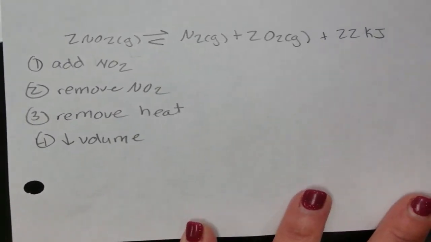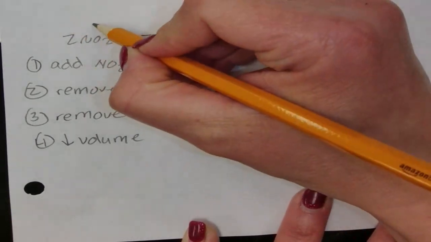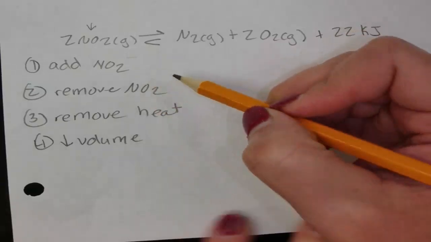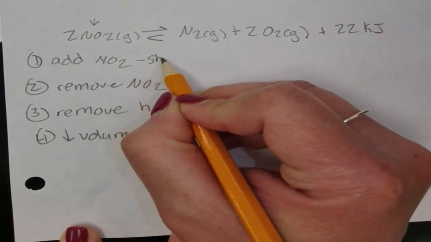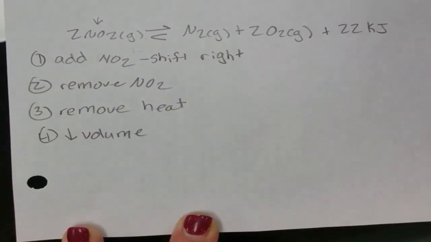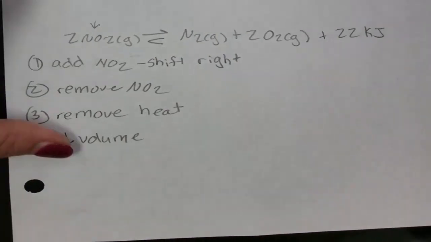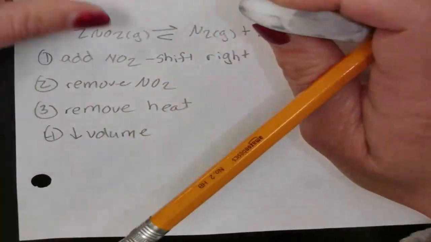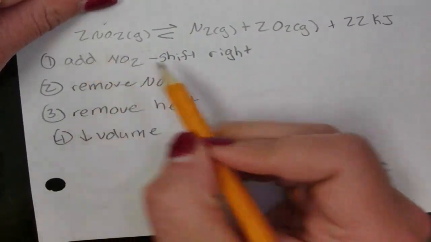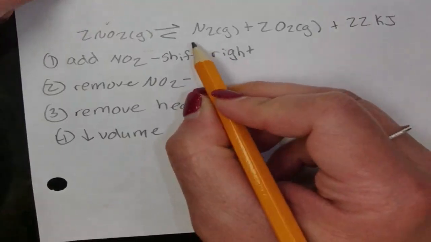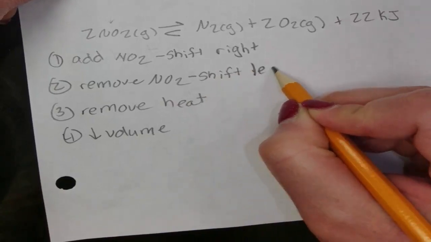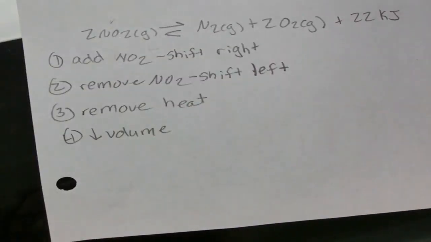All right. If I add NO2, I'm increasing my reactants, which means I need to get rid of them. So how am I going to get rid of them? By shifting right and making more products to use up the reactants I've added. If I remove NO2, I take it out. I need to replace it. So I need to replace those reactants, which means I am going to shift left in order to make more reactant to replace what I took out.